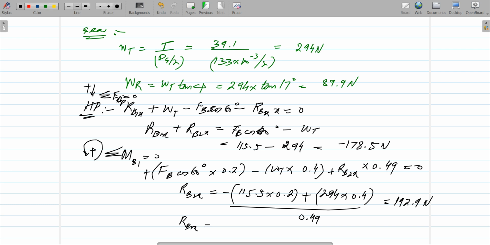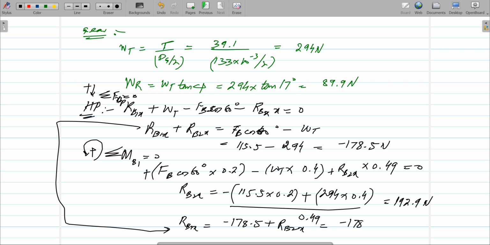Okay. So if we know RB2x, what is RB1x? RB1x from this equation will be equal to minus 178.5 plus RB2x. So minus 178.5 plus 192.9. So the answer is 14.4 Newton. This is for the horizontal plane, and what about the vertical plane?